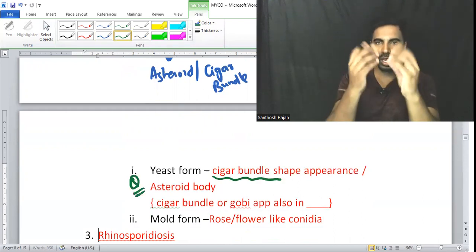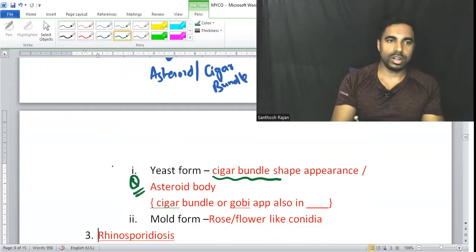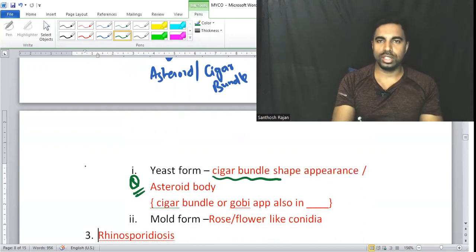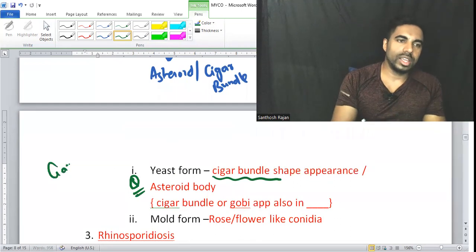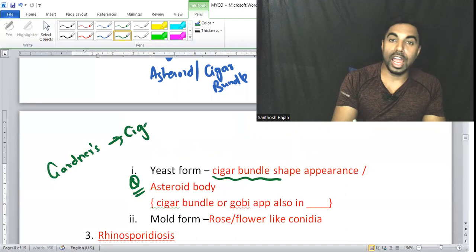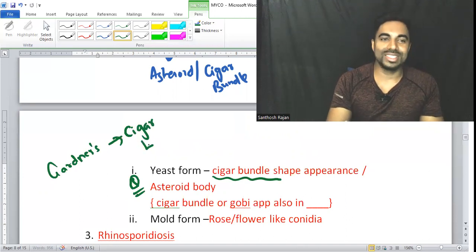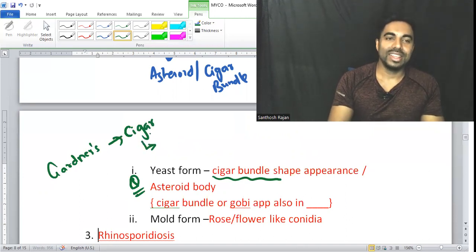Question: asteroid. Okay. What happens in a gardener? Asteroid. A gardener, wherever he works, you see the asteroid or cigar. What does a gardener do? He smokes cigar. Gardeners usually smoke cigar. I don't smoke, sorry. They smoke the cigar while working. Okay, remember that. That's what cigar bundle is.